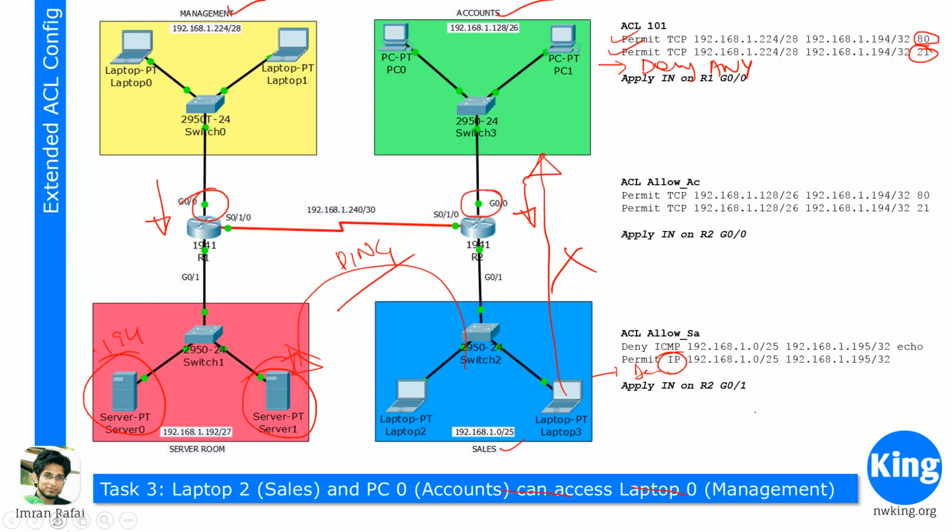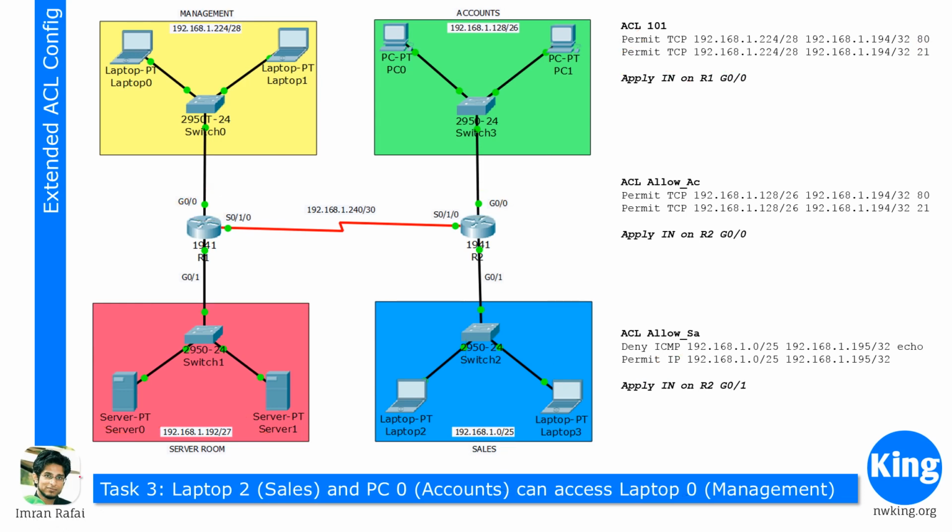Next, let me just clear the screen. Next, we look at task 3, which is laptop 2 of sales, which is this, and let's assume he's a manager for sales. And then PC 0 of accounts, and let's assume he's a manager for accounts. They both need to access laptop 0 of management. Let's assume he's a CEO. So they should be able to access laptop 0, and it doesn't say anything else. That means they need access to the entire IP protocol suite to laptop 0, including ICMP. So all traffic should go to the CEO's computer from these two computers.